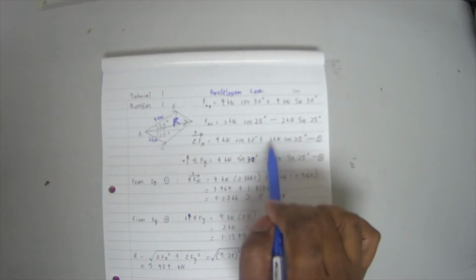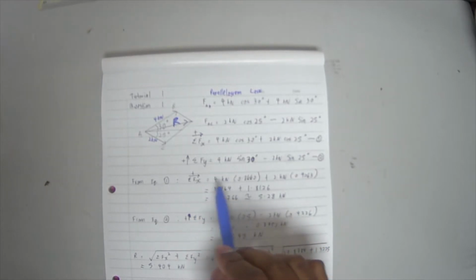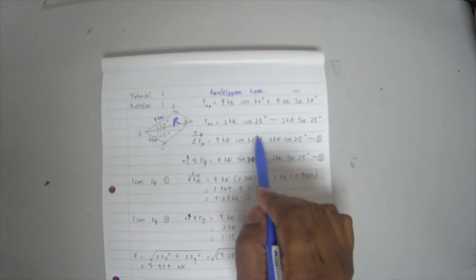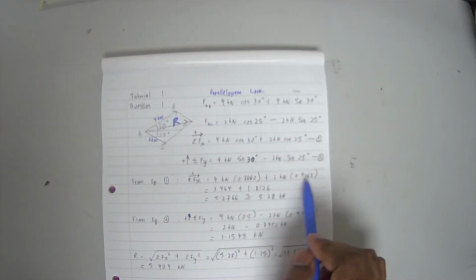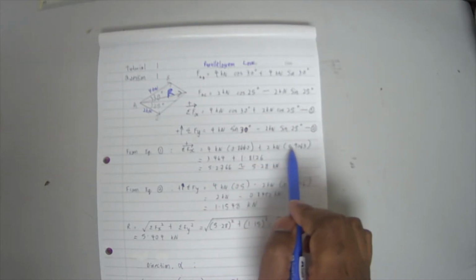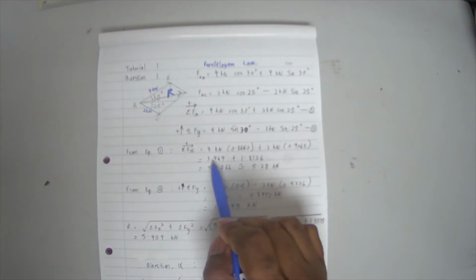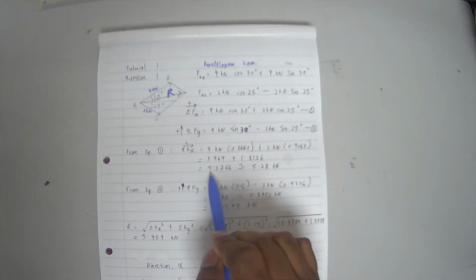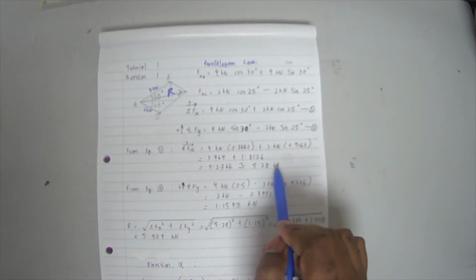Now we are going to solve both equations. From equation 1, the summation of forces along the x-axis equals 4 kilonewton cos 30, which is 0.8660, plus 2 kilonewton cos 25, which is 0.9063. So 4 times 0.8660 gives 3.464, plus 2 times 0.9063 gives 1.8126, in kilonewton. Adding both, we get 5.2766 kilonewton, approximately 5.28 kilonewton. This is for the x-axis.